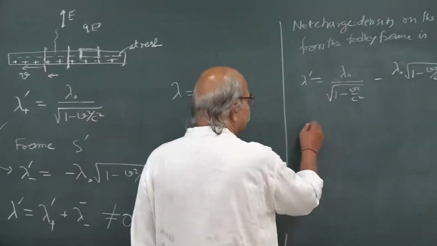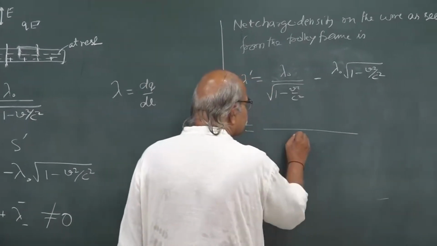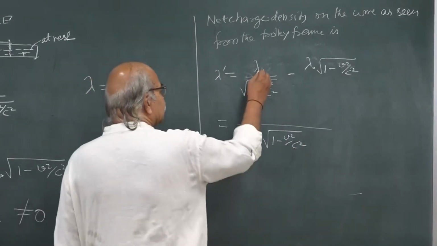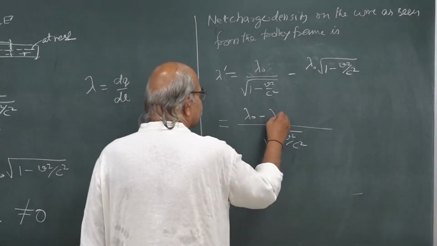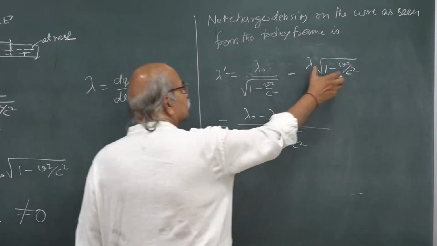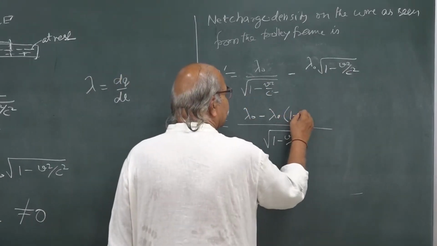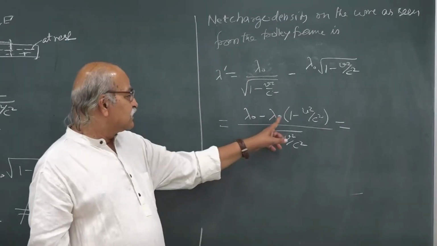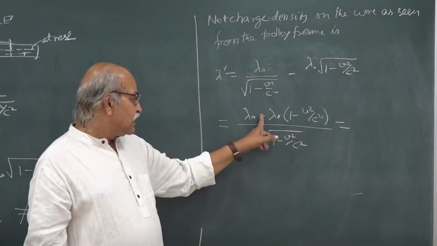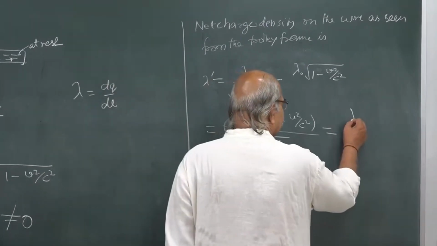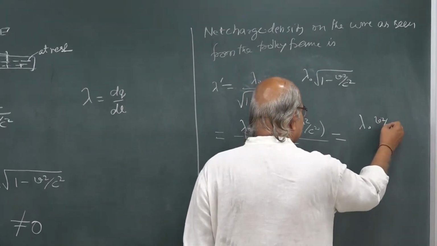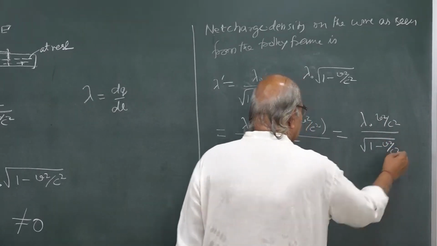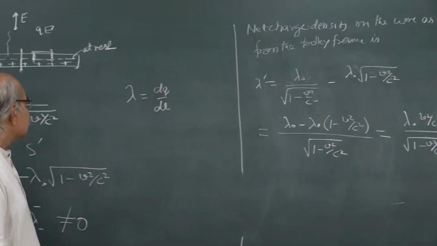Now, if you simplify this expression, you take 1 minus v square by c square in the denominator, this is lambda naught here, then minus lambda naught into this, that is 1 minus v square by c square. And how much is that? This lambda naught cancels with this minus lambda naught, and you are left with lambda naught v square by c square, divided by square root of 1 minus v square by c square. So, this is the positive charge density here.